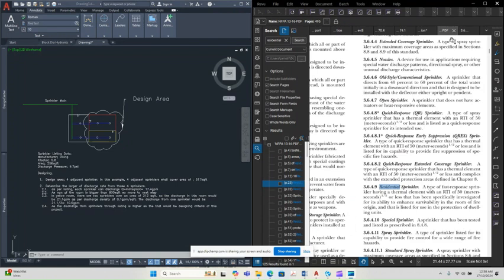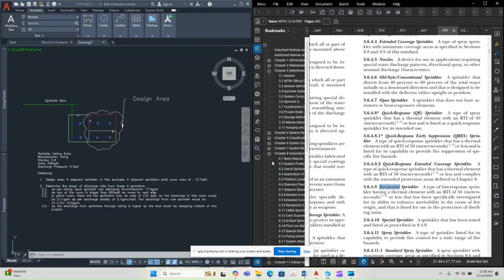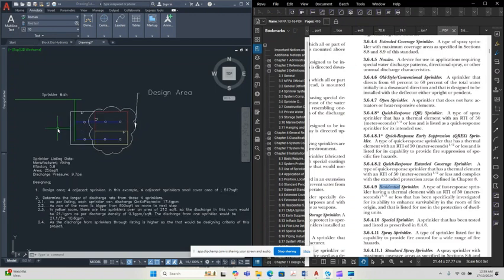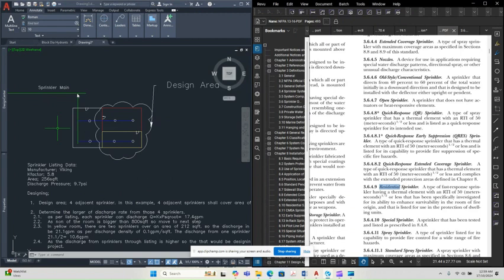So on the left side, you can see that I have tried to model an apartment. This is a sprinkler main in green color coming to an apartment, and from that cross main, these are two branch lines going into three different rooms of the apartment.